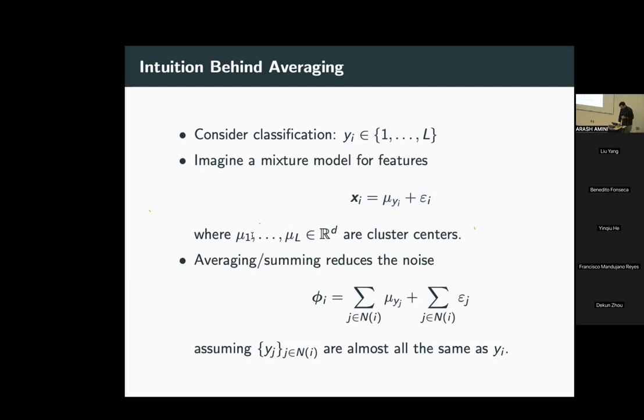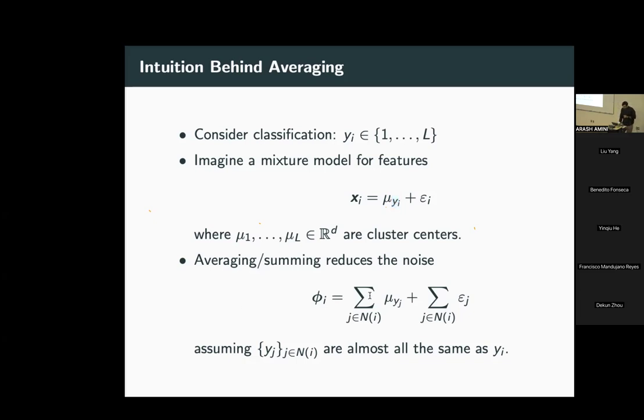So you have these centers of the clusters, mu1 up to mu L. And then node I, depending on its label, picks the center. So yi is the label of node I. So if I'm in class 2, let's say, I pick mu2 and then plus some noise. That's the observation for them. Okay, that's the classical mixture model. So what happens if I go through this message passing and averaging?